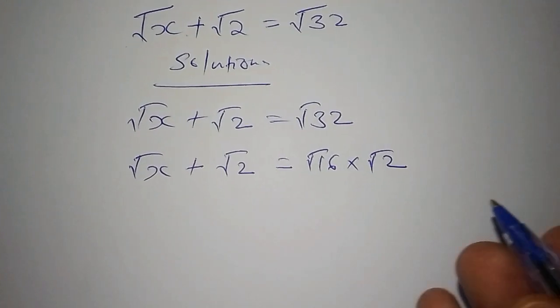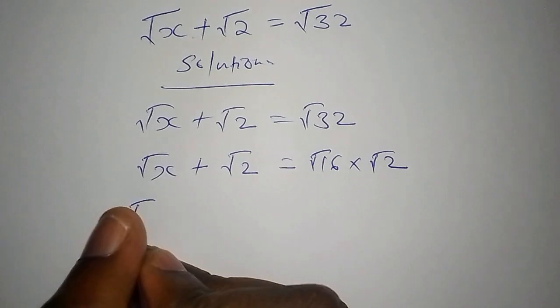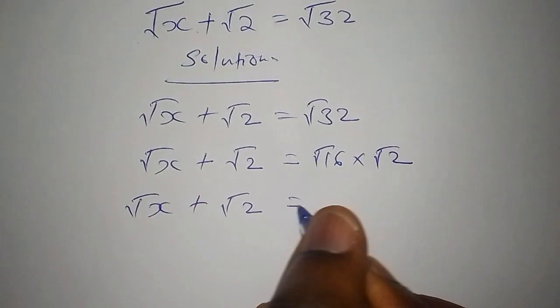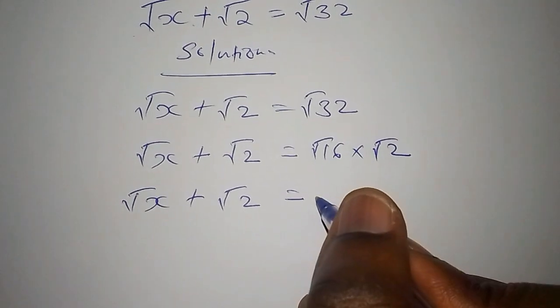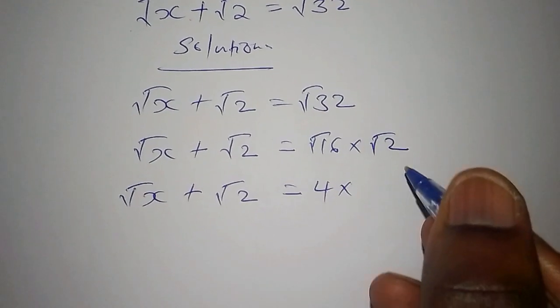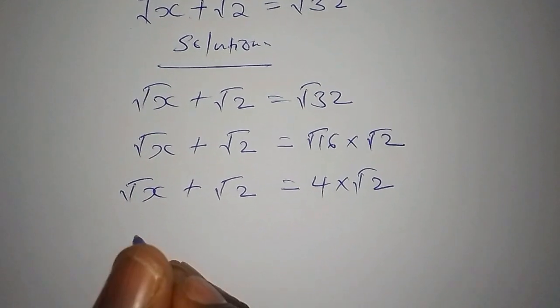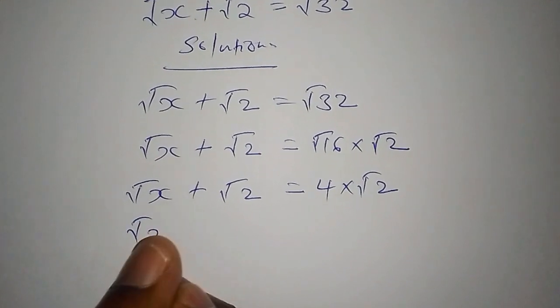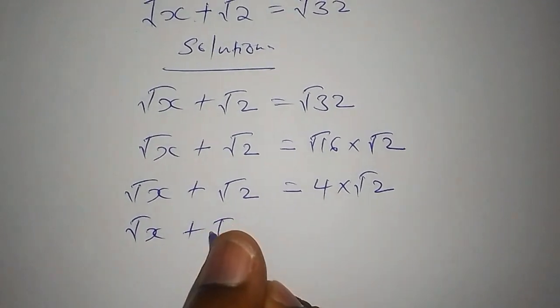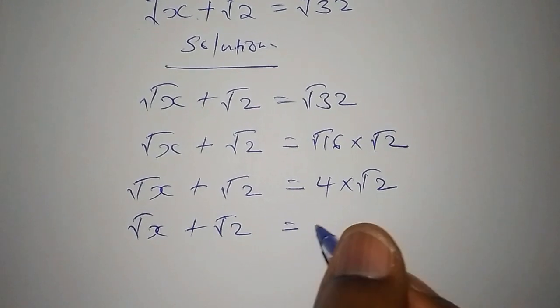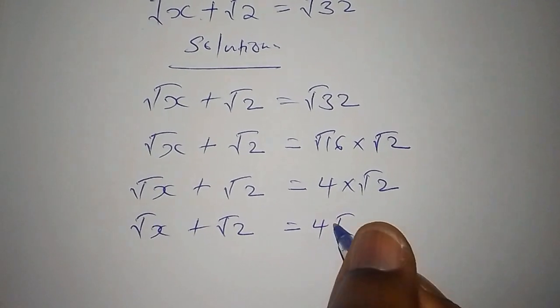So the next step, we shall say that this one is equals to root x add to root 2 there is equals to root 16 is 4 multiplied by root 2. So the next step we shall say that root x add to root 2 is equals to, this one can be written as 4 times root 2, can be written as 4 root 2.